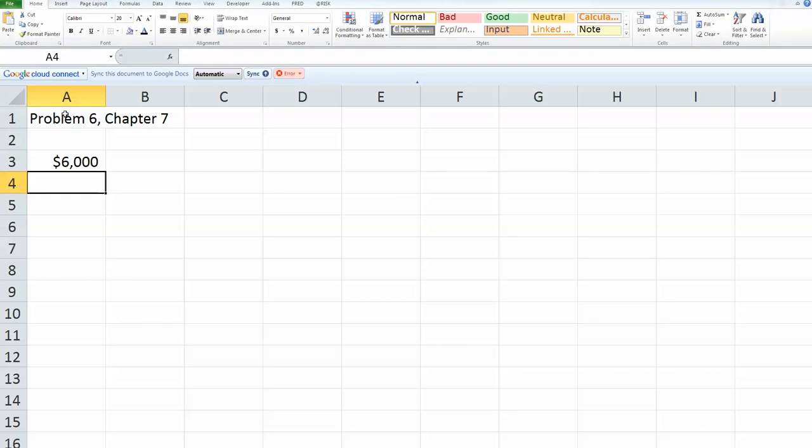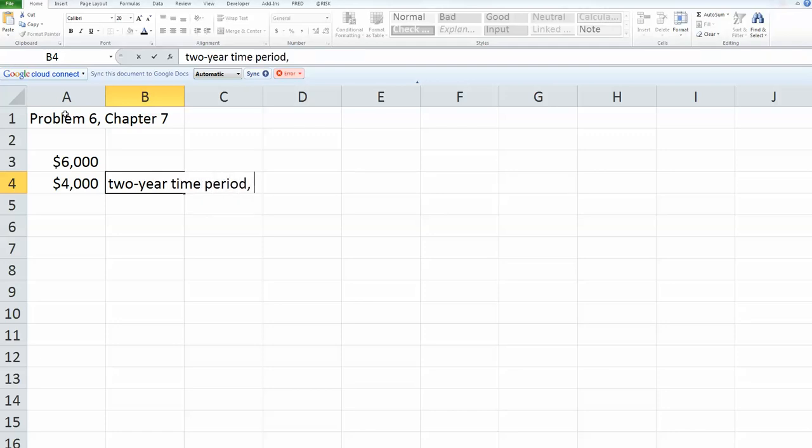The store won't finance the entire purchase price. They'll only finance, let's say, $4,000 over a 2-year time period and an annual compounded monthly interest rate of 24%.